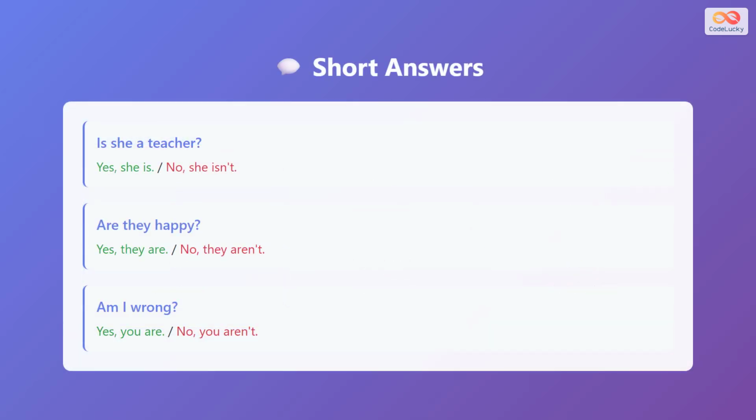When someone asks you a yes or no question using the verb to be, you should answer with a short answer. For positive responses, repeat the subject pronoun with the appropriate form of to be. For example, "Is she a teacher?" Answer: "Yes, she is." For negative responses, use the contraction form. "No, she isn't." Always keep your answers short and natural.